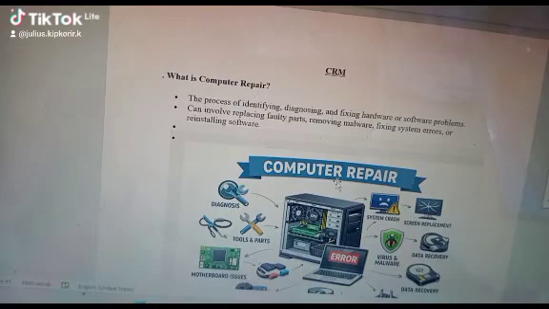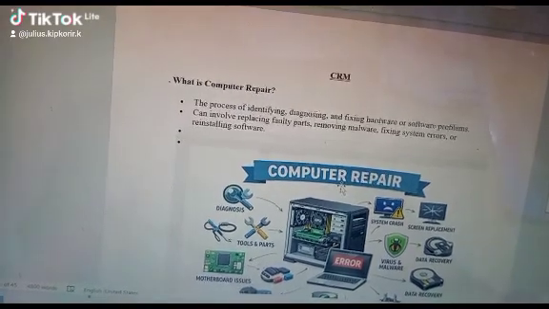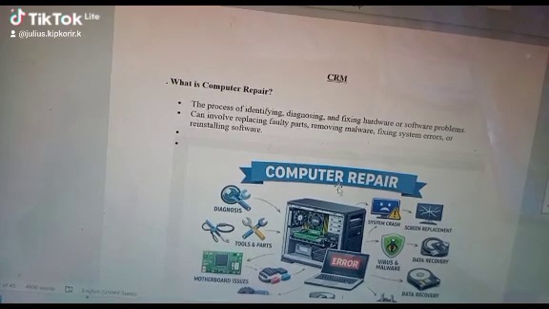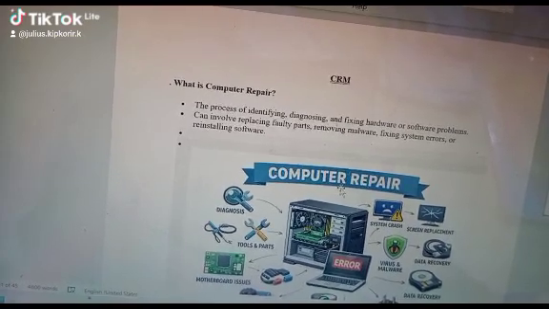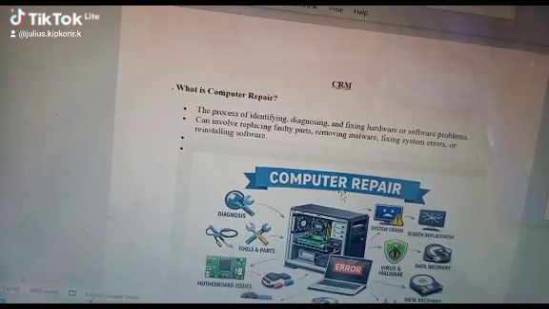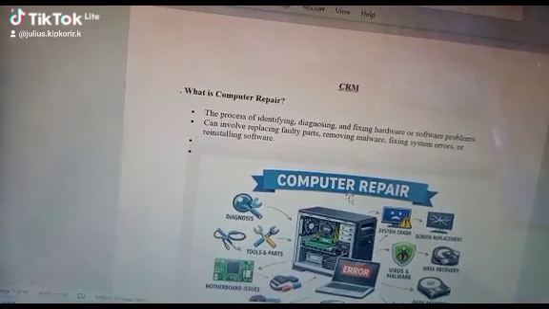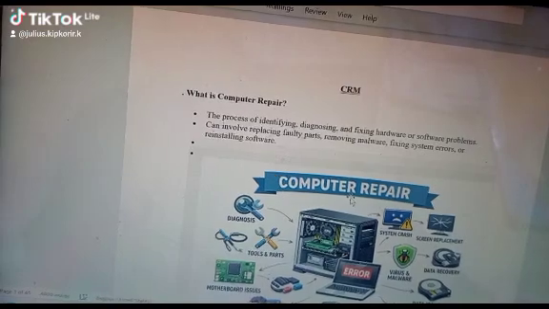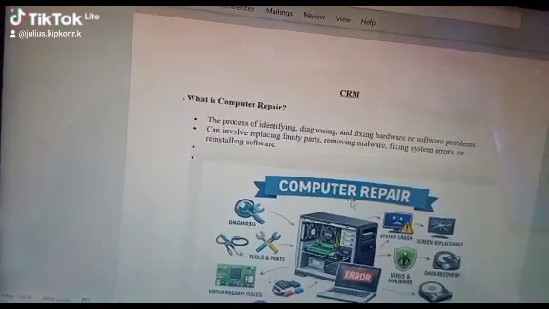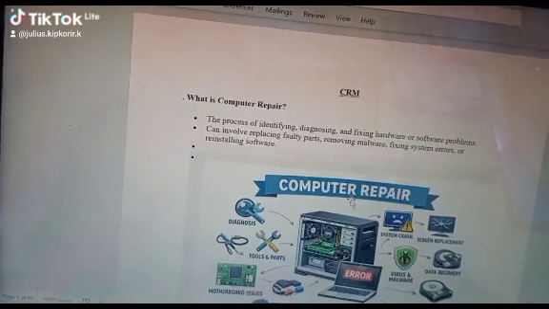output information. So what about computer repair? It is the process of identifying, diagnosing, and fixing hardware or software problems. It involves replacing faulty parts, removing malware, fixing system errors, or reinstalling software.